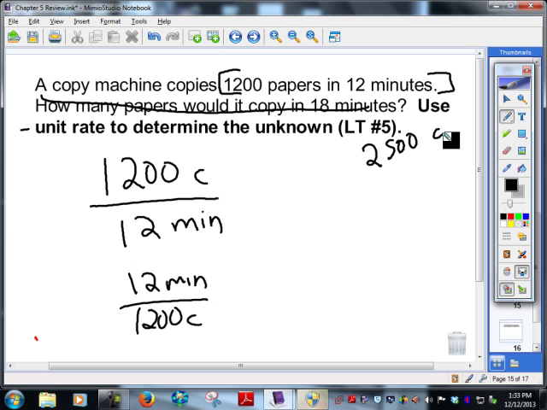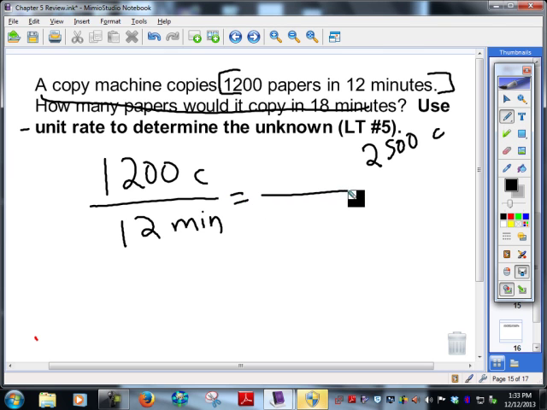Okay. So, because I gave minutes, I want to figure out per minute. So I'm going to find the unit rate here. I'm going to figure out how many copies that thing will spit out in 1 minute. Which is 100.